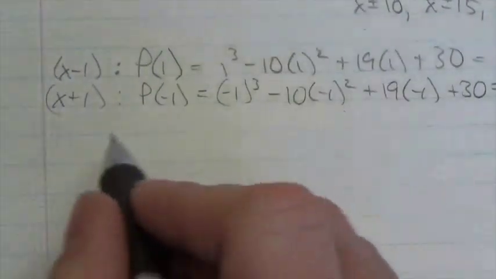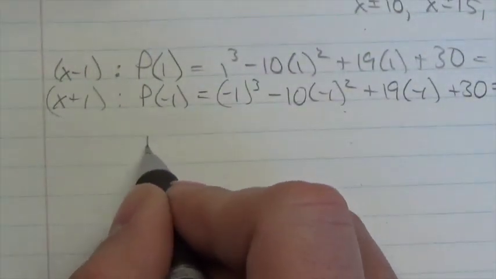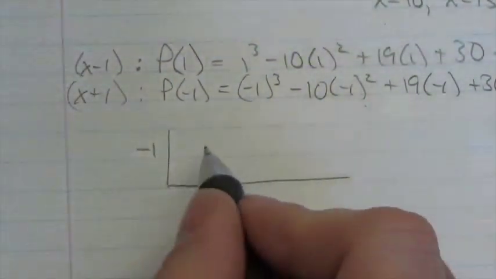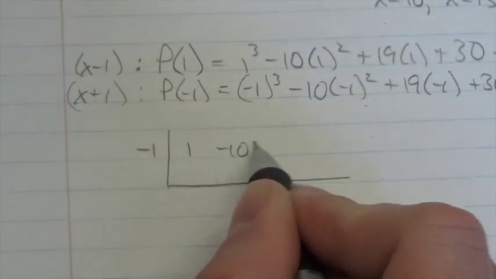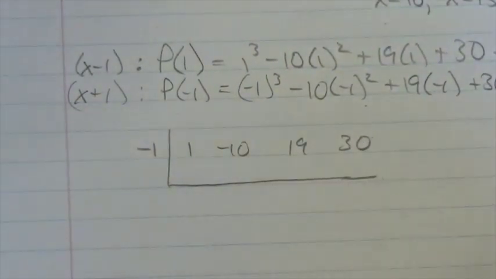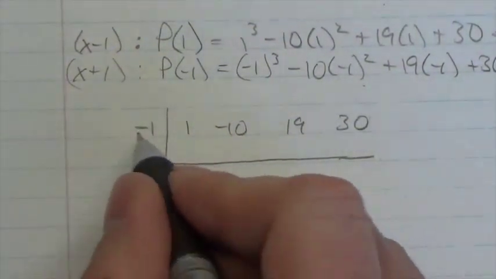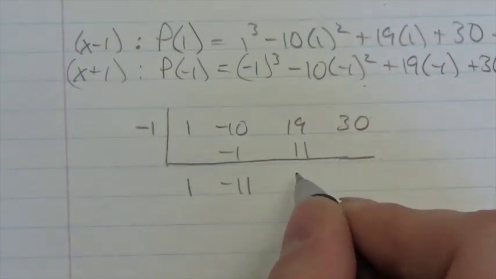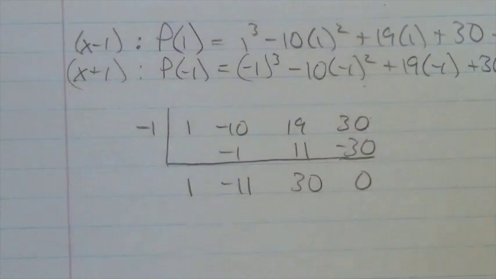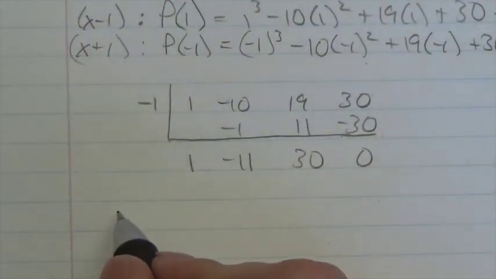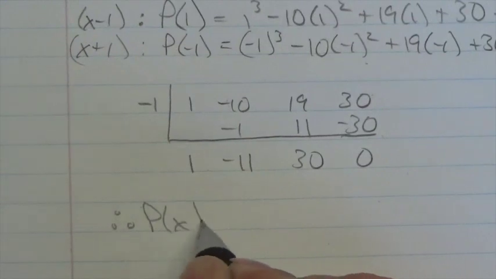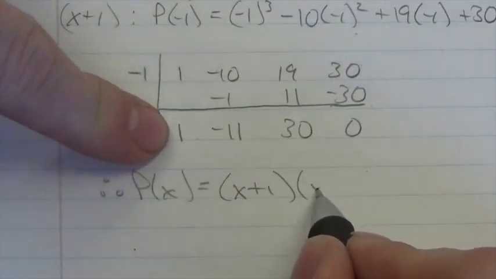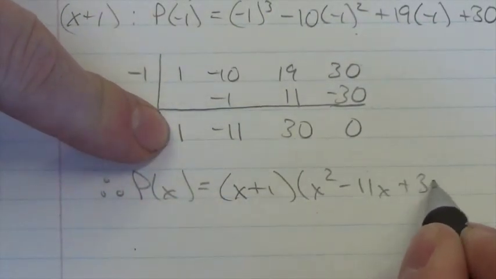So now what I'll do is I'll go one step further. I'm going to do synthetic division here. And I know we've talked about this before, synthetic division. I'm going to divide this thing out here. I'm going to put a negative 1 there. My coefficients will be 1, negative 10, 19, and 30. So bring down the 1, multiply, add, multiply, add, multiply, add. So there we go. So therefore, my polynomial, okay, could now be written as x plus 1 multiplied by x squared minus 11x plus 30.